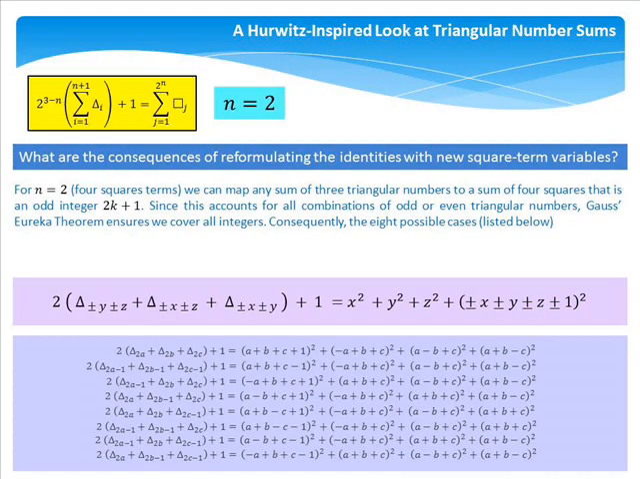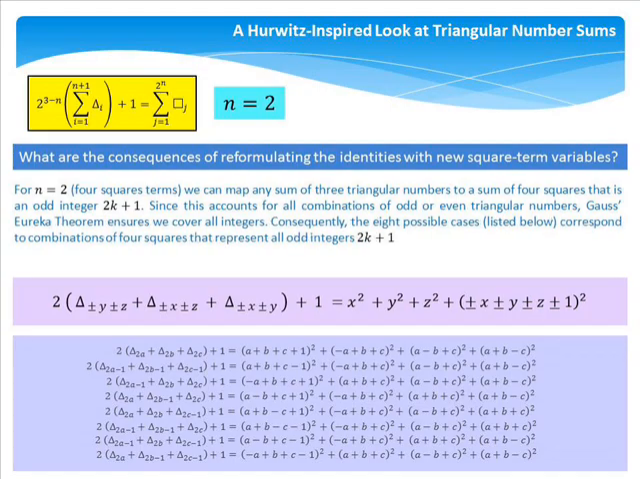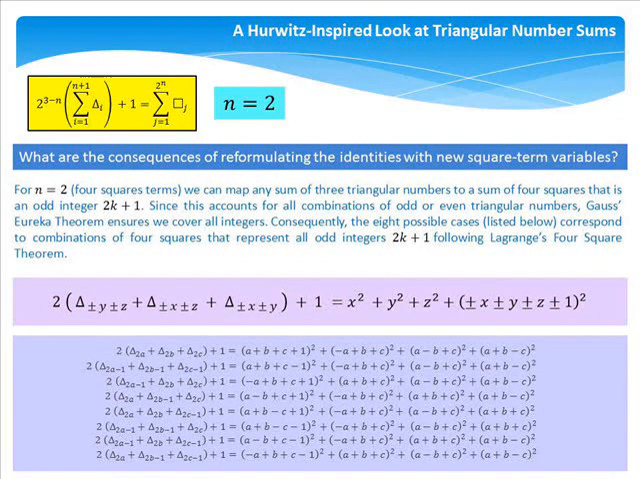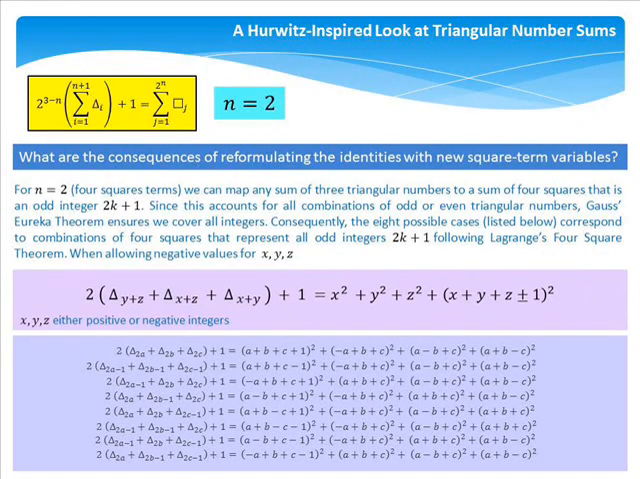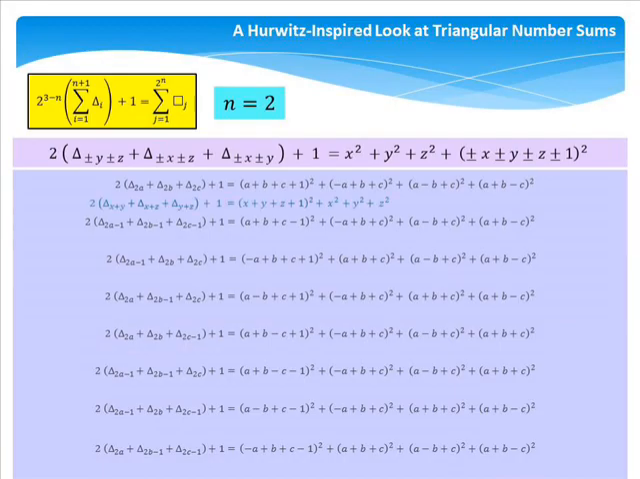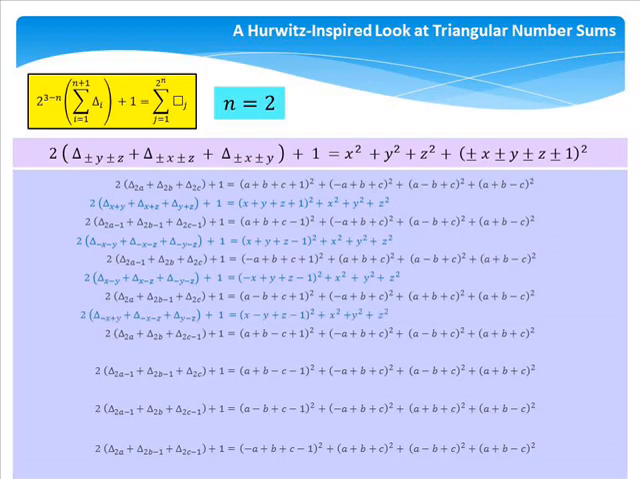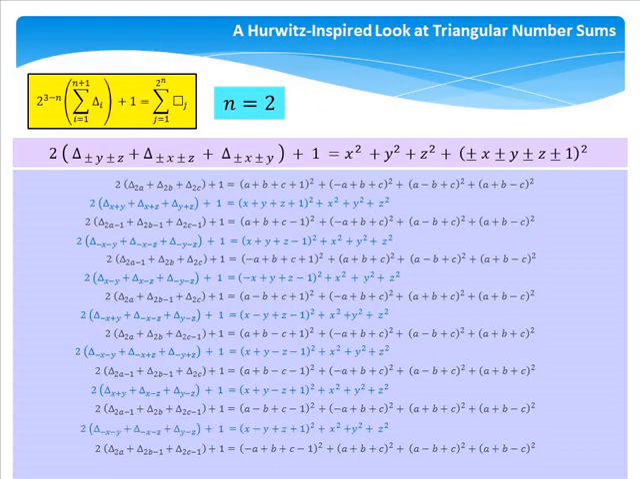Consequently, the 8 possible cases, listed below, correspond to combinations of 4 squares that represent all odd integers 2k plus 1 following Lagrange's 4-square theorem. When allowing negative values for x, y, and z, we ensure full coverage of all integers in a single identity. By examining the behavior of positive and negative signs across all 8 cases, we see that permitting negative values for x, y, and z guarantees complete coverage of all integers within a single identity.